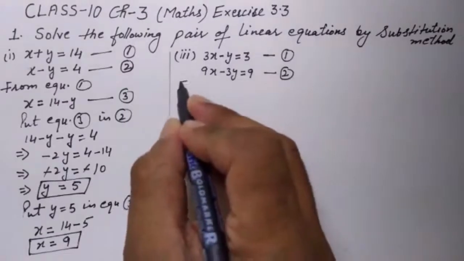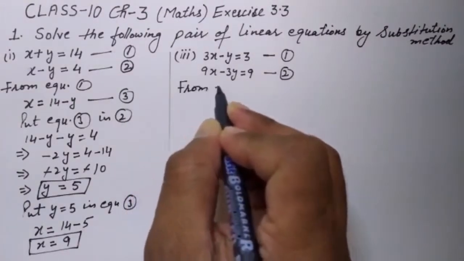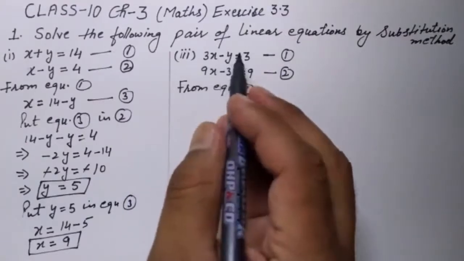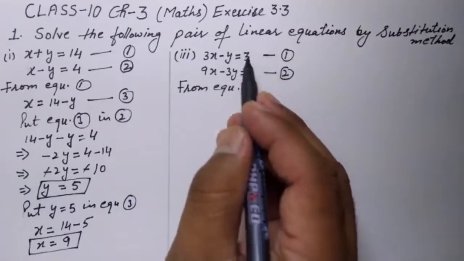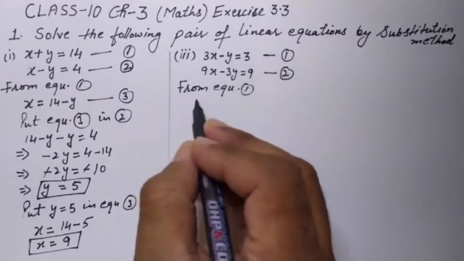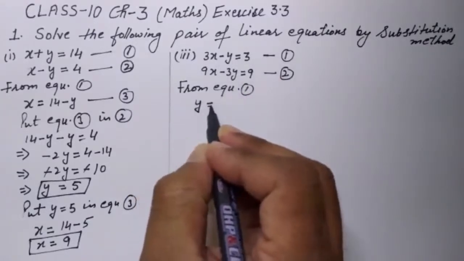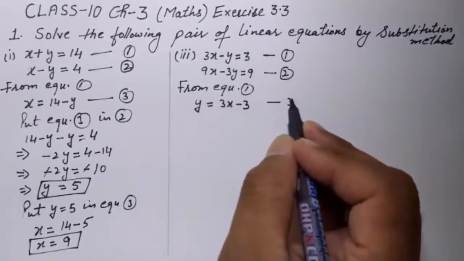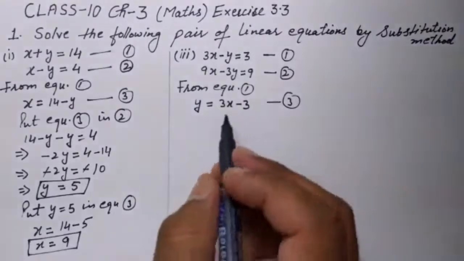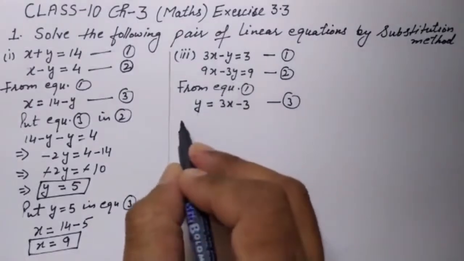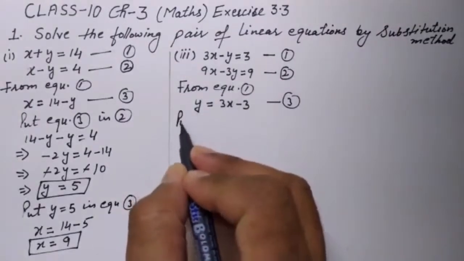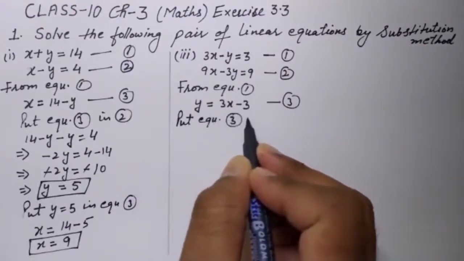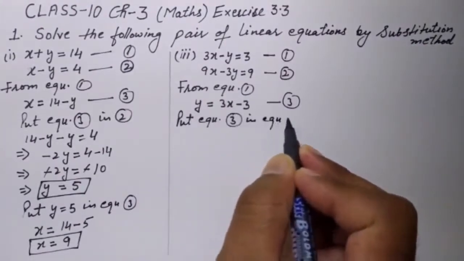So I'll write from equation 1. Suppose I have taken y to the right hand side and 3 to this side. So it becomes y is equal to 3x minus 3. This is equation number 3. So I'll fill this y value in equation number 2. So I'll put equation 3 in equation 2.